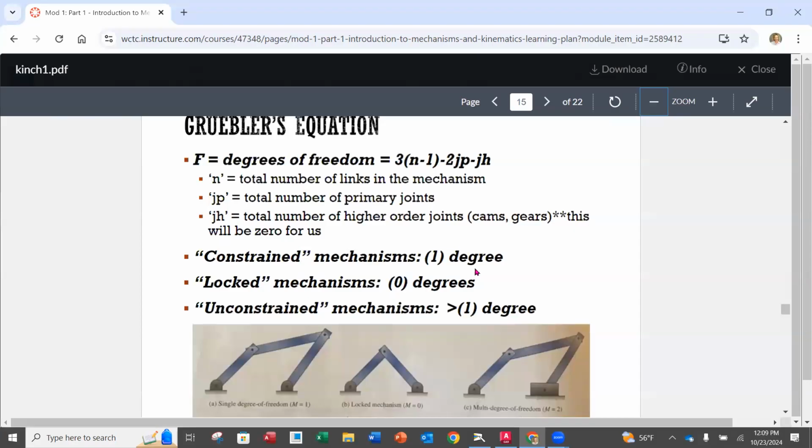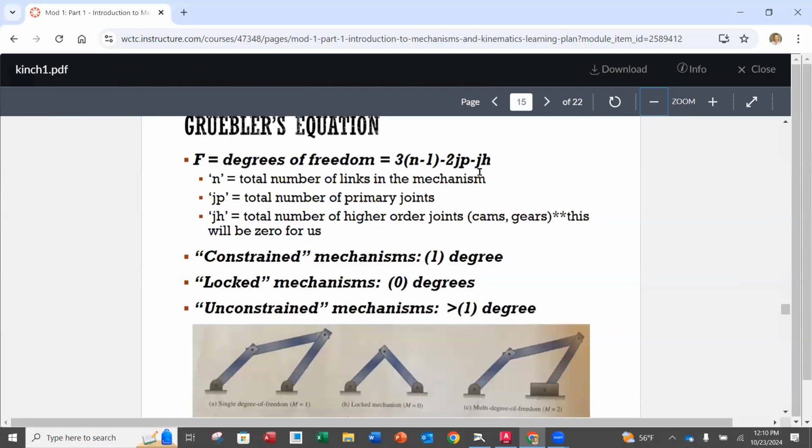which is degrees of freedom, is going to be equal to 3 times (n minus 1), where that lowercase n, you can see here, is going to be equal to the number of links in the mechanism. Okay, that's why we number them in our diagram. All right, so whatever our highest number is, that's going to be the number of links in our mechanism. So it's going to be 3 times (n minus 1), and then minus 2 times JP. JP means a primary joint. Pins and sliding joints are primary joints, okay?